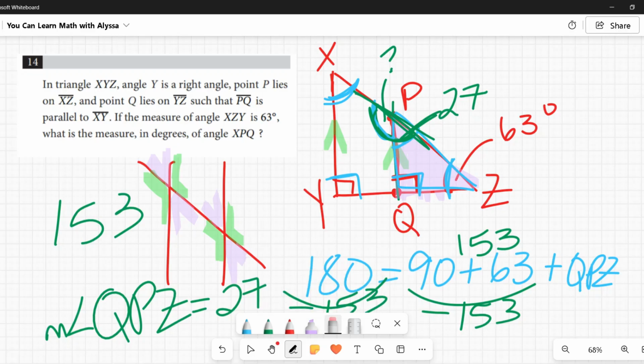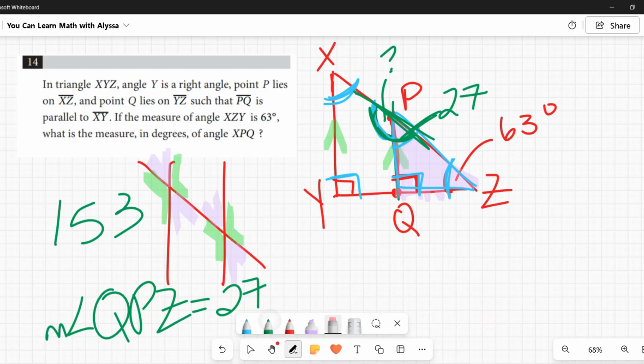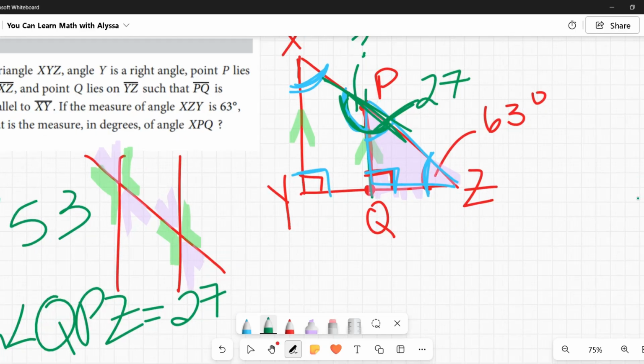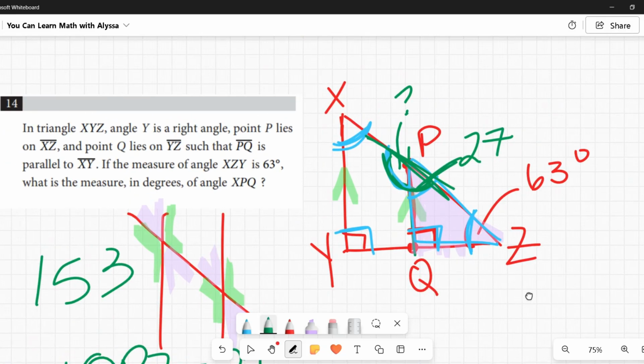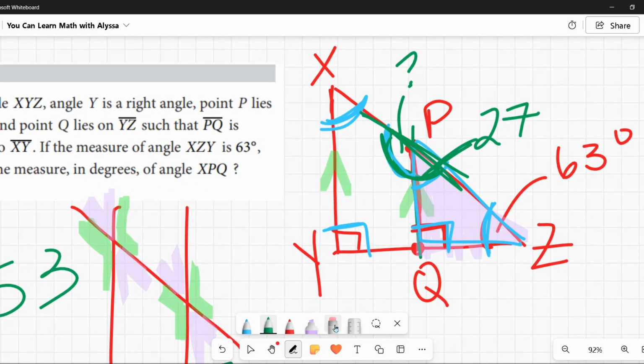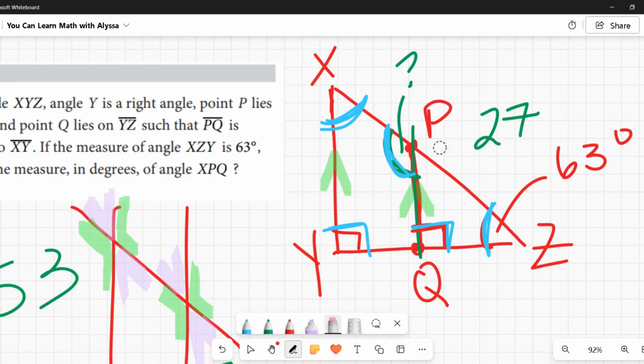But you can absolutely also do it this other way, like we just said, where you realize that the measure of QPZ is 27. And I made it so messy, and I apologize for that. See if we can clean it up just a little bit so I can write that and show that. I feel bad, I really do, for making it so messy. Okay, maybe this makes it a little cleaner here.